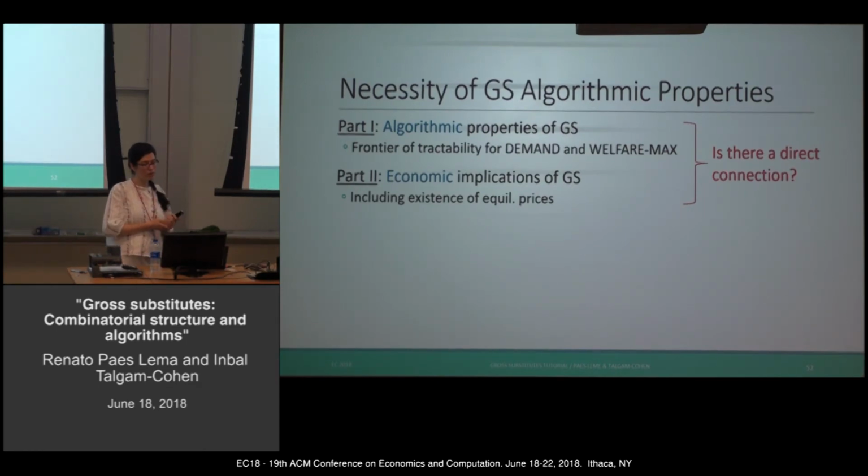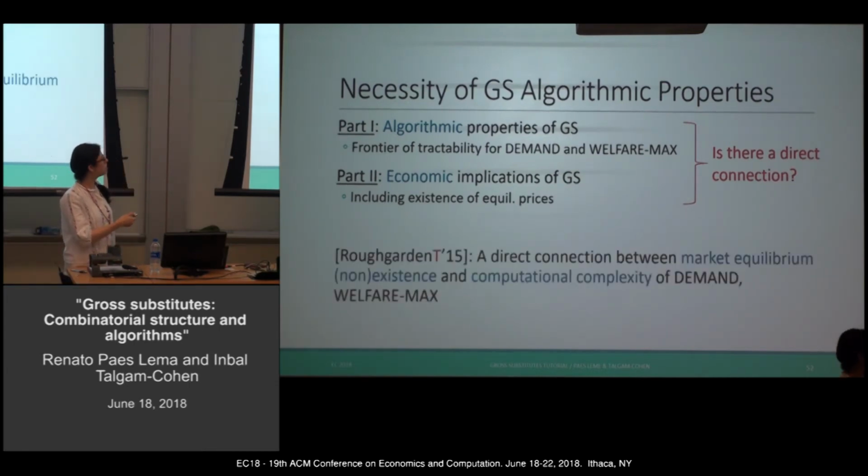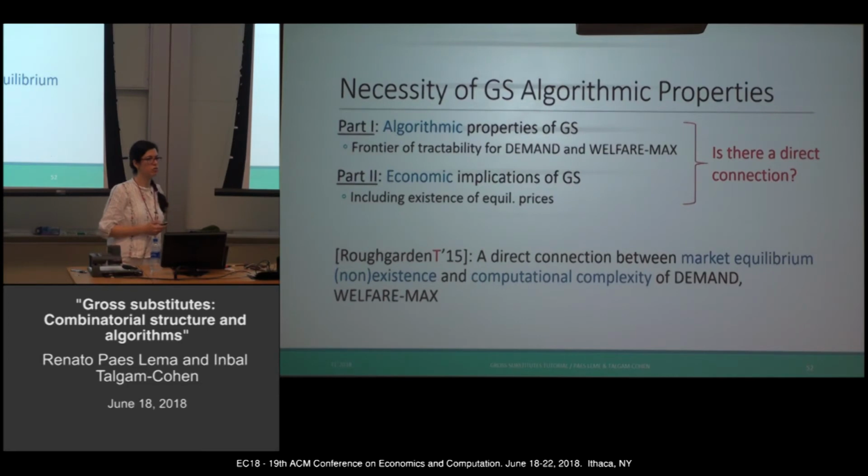In the first part, we saw algorithmic properties of GS, and we saw that, in particular, GS is a frontier of tractability for problems like demand and welfare maximization. And now we saw these nice economic implications, including the existence of equilibrium prices. And the question is, is there some direct connection between the algorithmic and the economic properties? So here's one result in that direction, and I think this is a good direction to work on.